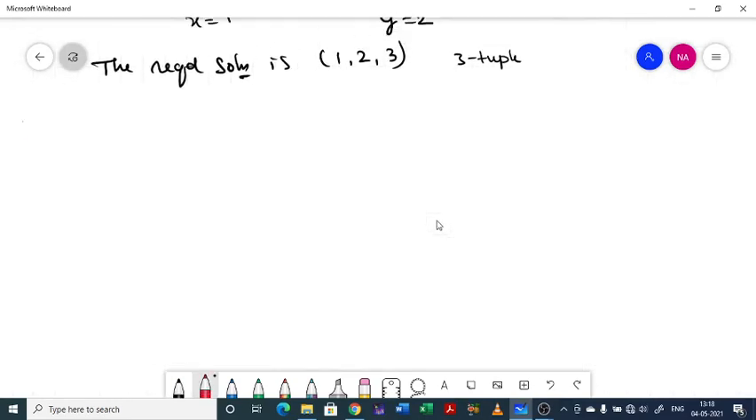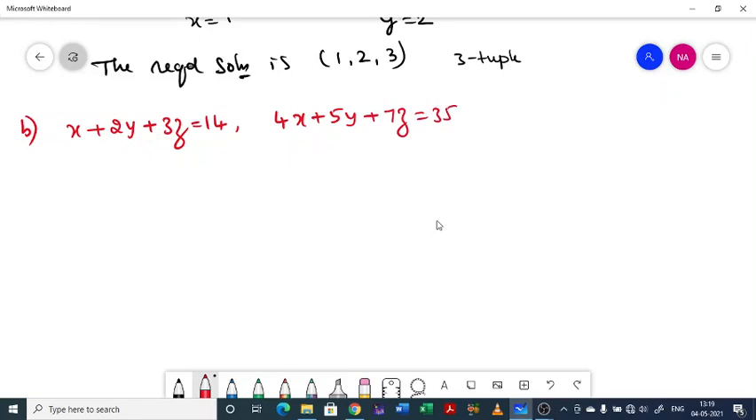Problem B. So the given system of equations is x plus 2y plus 3z equal to 14, 4x plus 5y plus 7z equal to 35, 3x plus 3y plus 4z equal to 21. So this is the given system of equations. So I'll directly write the augmented matrix. The augmented matrix is A colon B equal to.